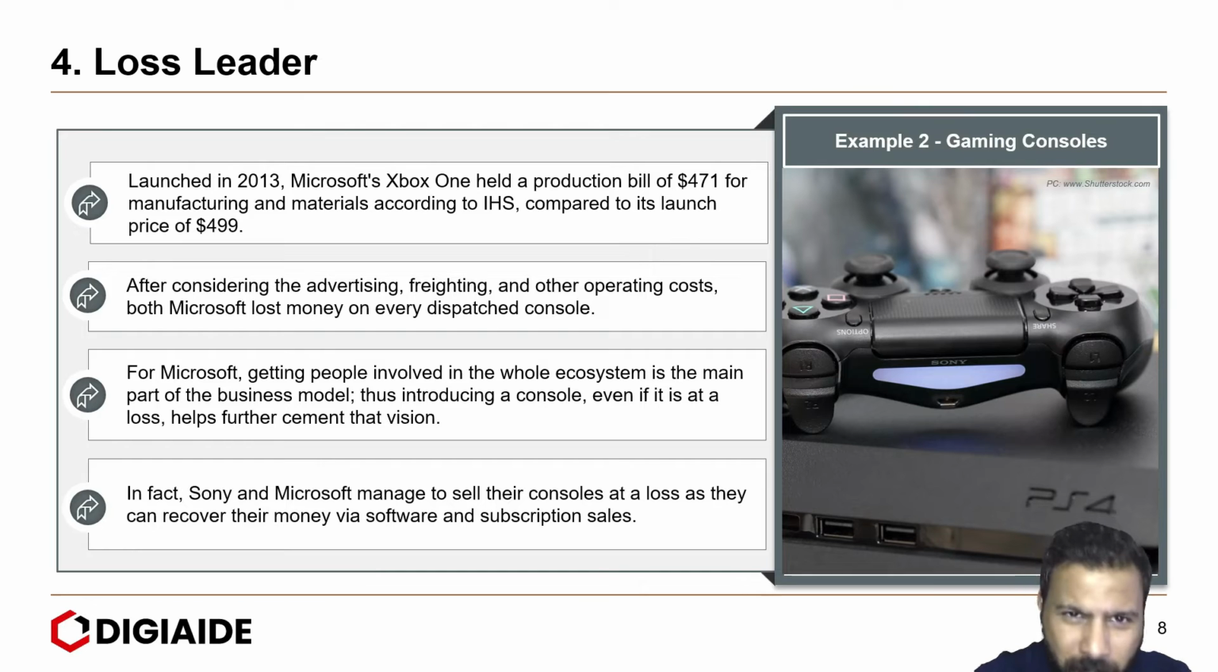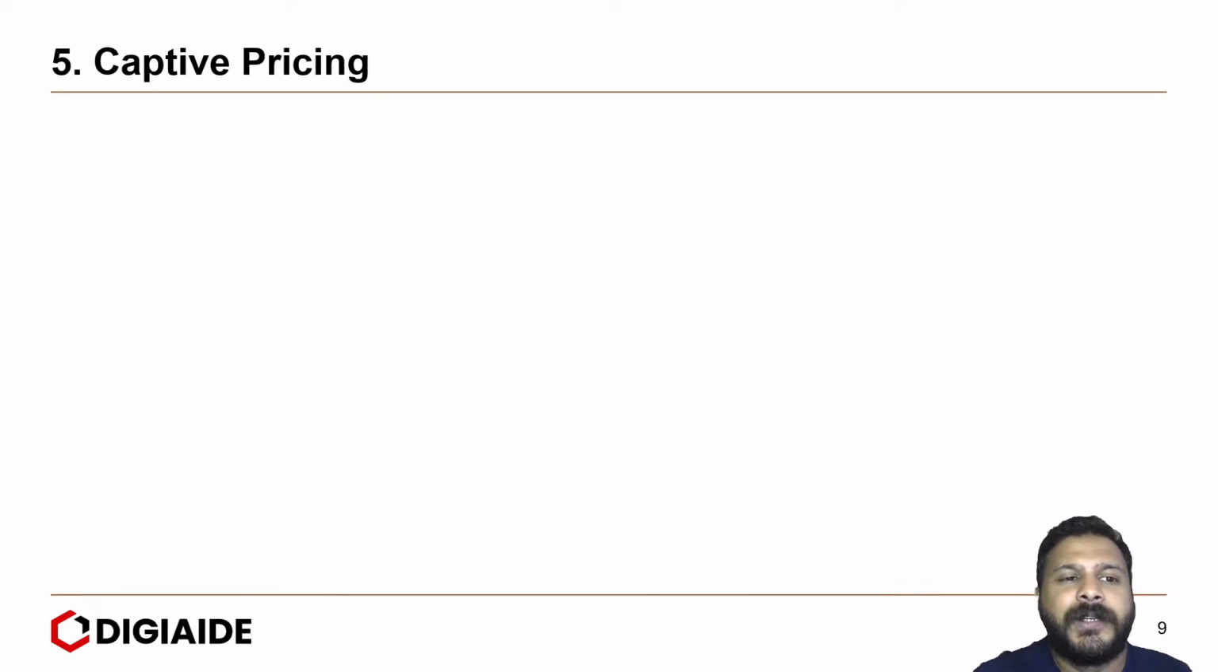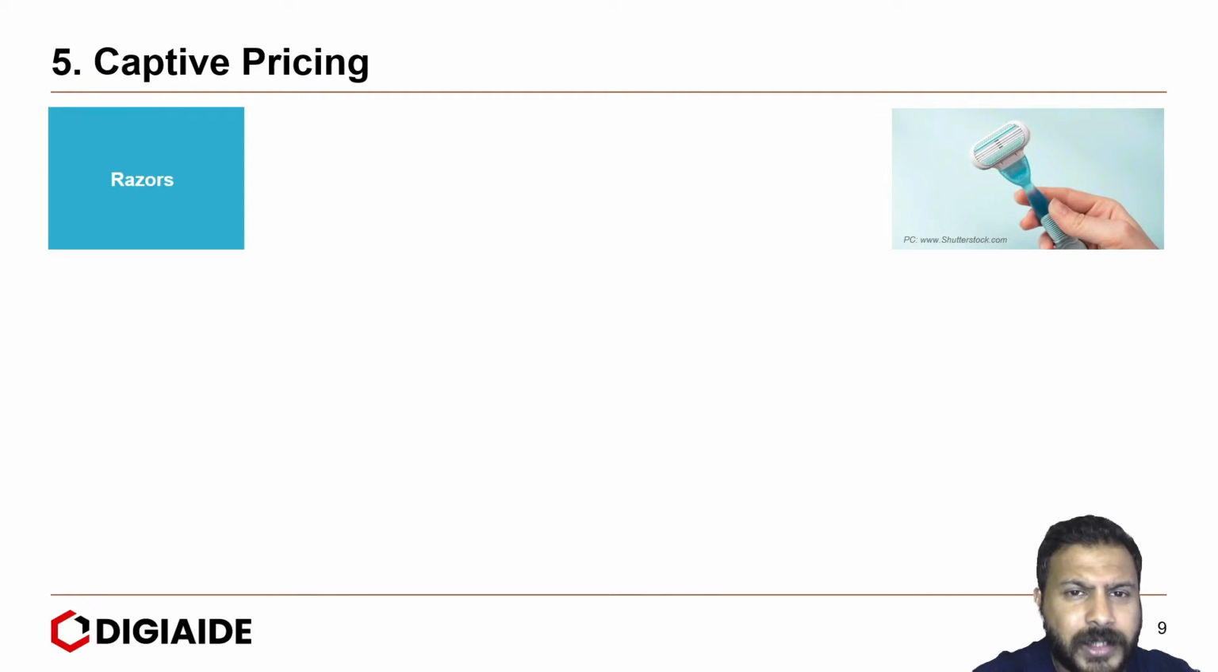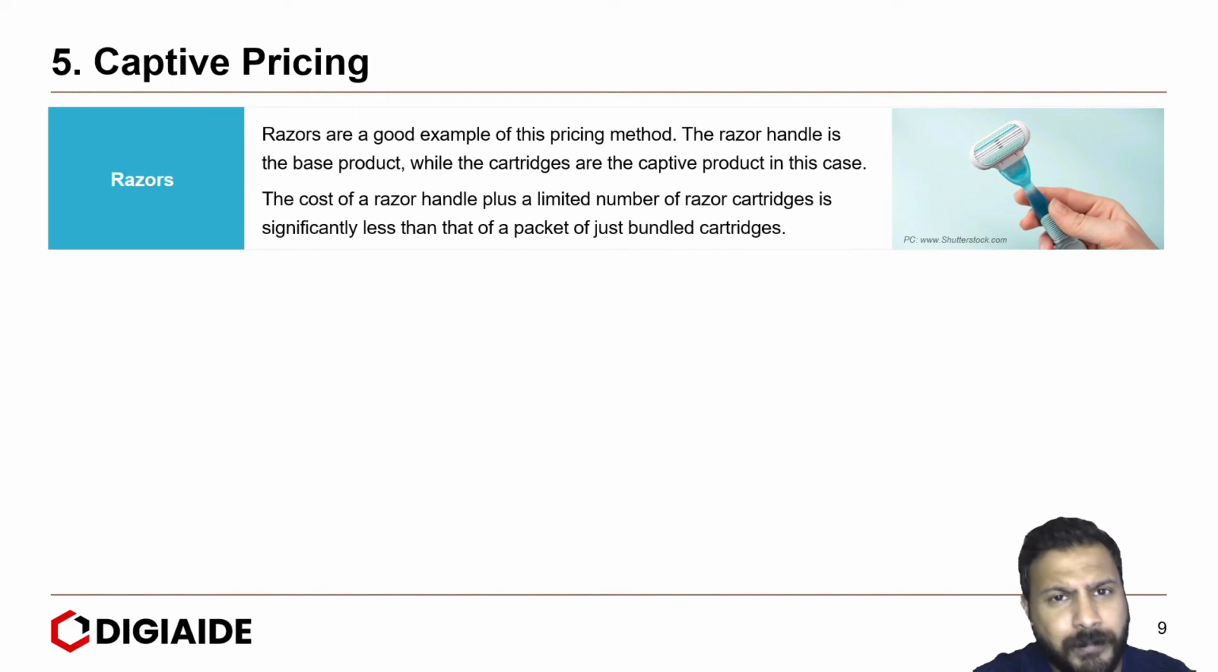In fact, Sony and Microsoft ultimately managed to sell their consoles at a loss as they can recover their money via software and subscription sales. Again, a loss leader strategy. Moving on to number 5, captive pricing. It works wonderfully with the razor business. Razors are a good example of this method.